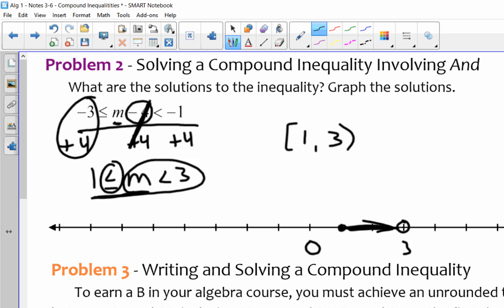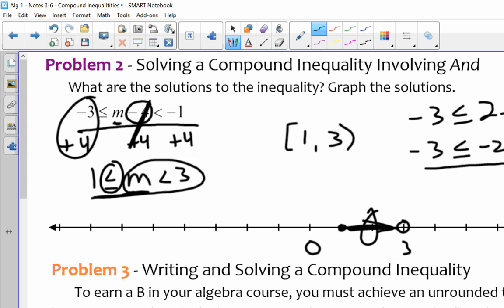Okay, so let's pick 2 and see if this actually works. If I put 2 back into the original equation, I put 2 in for m, because 2 is right here, so that's an obvious one that should probably work. If I did all our math right, 2 minus 4 is a -2.